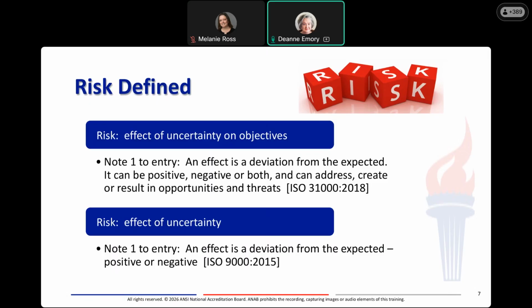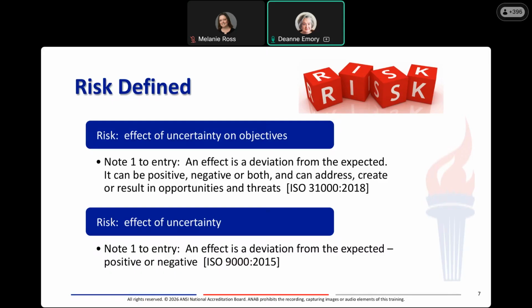I've also got on this slide the ISO 9000 definition, which is simply written that it is an effect of uncertainty, with a note that states an effect is a deviation from the expected, both positive and negative. So here we have to consider that opportunity is not the positive side of risk. We take risks for potential benefit.